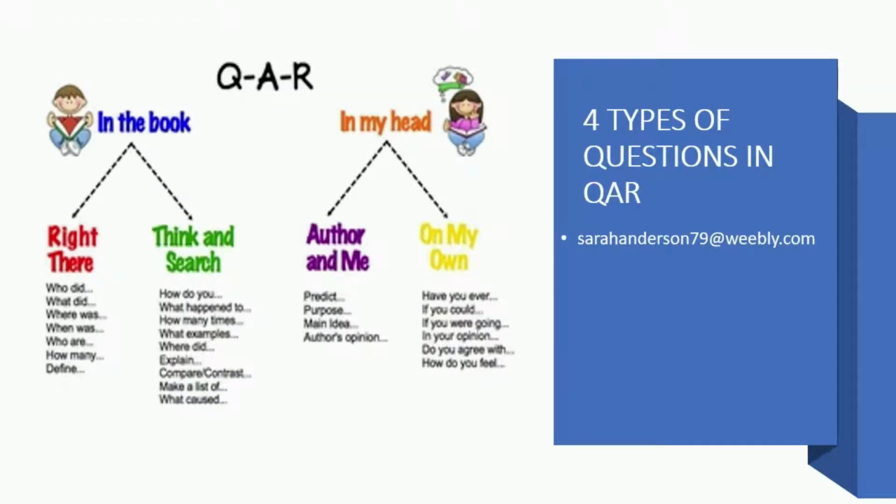There are 4 types of questions in QAR. The first one is right there. The second one, think and search. Next one, author and me. And the last one, on my own. Let's explore these 4 types together.